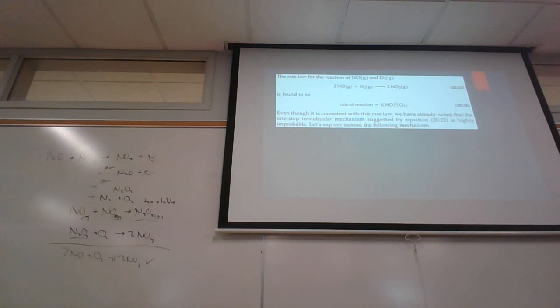The other possible guess might be an NO reacting with an O2. If I have an NO and an O2, what could form? NO3? Okay, if I tried to draw the Lewis structure for NO3, I get something like this. Nitrogen is 5, oxygen is 6, so that's 18 plus 5 is 23 electrons. So here I have 24 electrons.